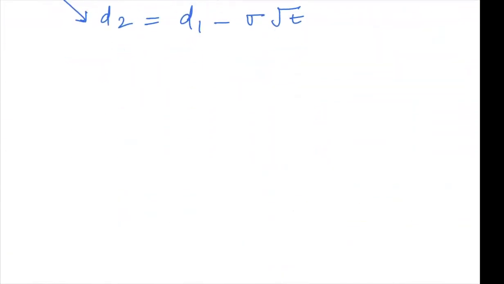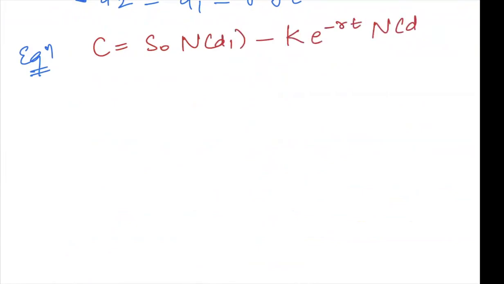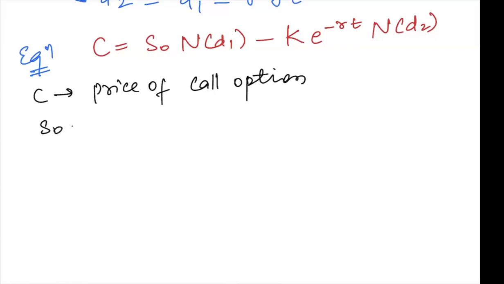Let me write this equation once more. C equals S0 N(d1) minus K e^(-rT) N(d2). Right? This was the equation. So now here C is nothing but the price of the call option. S0 is nothing but the current price of the underlying asset.